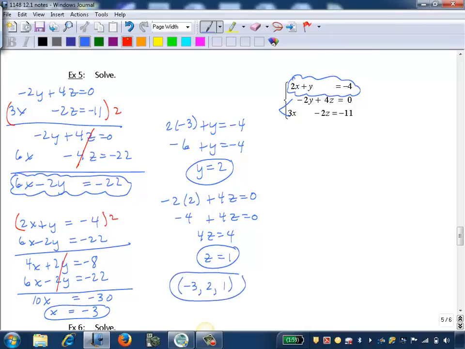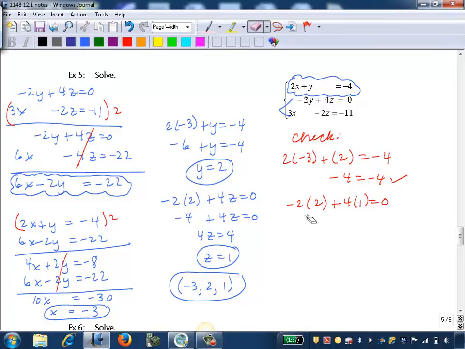And remember, to check our solution, we must substitute back and make sure that this triplet satisfies all three of the original equations. So for our check, the first one, we want 2x, so 2 times negative 3 plus 2 for y, and we'll see if that equals negative 4. So we've got 2 times negative 3 is negative 6 plus 2 is negative 4. That's good. And the second equation, negative 2y, so put the 2 in for the y, plus 4 times 1 for the z, and we'll see if that equals 0. So I've got negative 2 times 2 is negative 4, plus 4 times 1 is 4, and that does give us 0 equals 0.